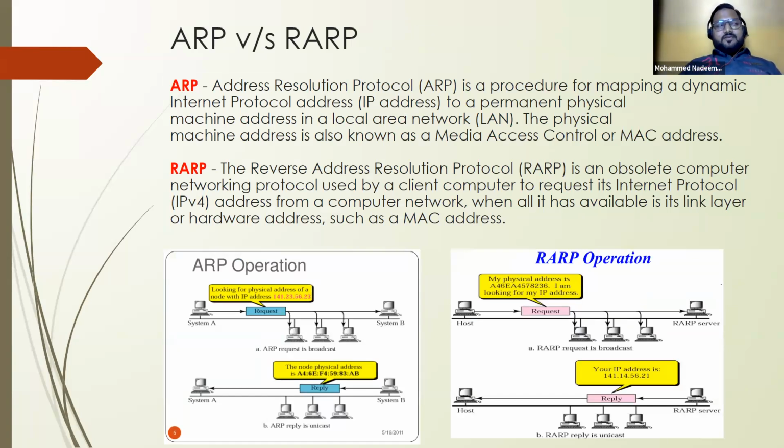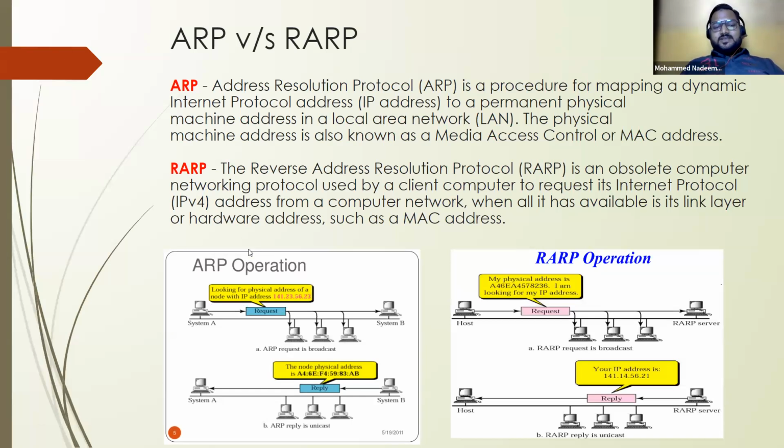So generally, if you know only the IP address and you want to know the MAC address, an ARP request will be run, and it will go and get the MAC address. Similarly, RARP, reverse address resolution protocol, is used when you know the MAC address and you want to get the IP address, so a reverse ARP will happen.